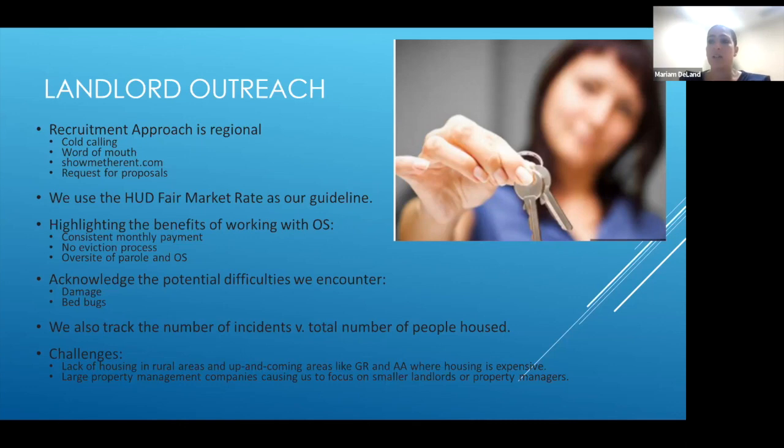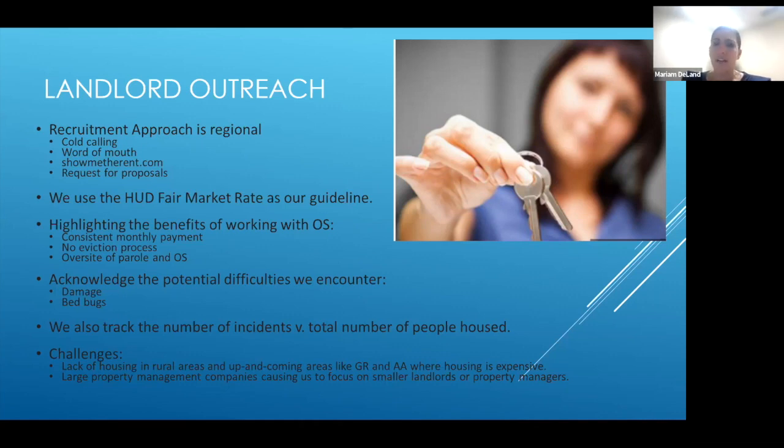There are some benefits to landlords of working with OS. They get a consistent monthly payment. They don't have to follow the eviction process because our program is moving people in and out of the house. If there is somebody not following housing conditions, typically that is addressed by OS staff and or their parole agent. And the other benefit to the landlord is that the person is under that extra oversight of parole and OS and receiving supportive services. So that may alleviate some of the problems that would have come up with a typical landlord-tenant relationship.